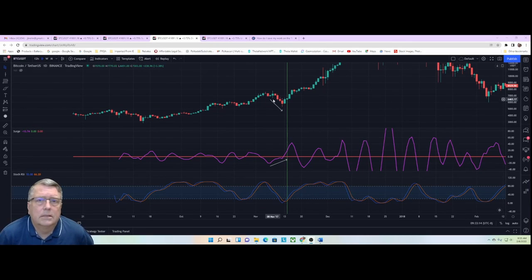So here is an example of a pattern 1 buy. You can see that the market has been moving up and then it has a Z pullback here. And on the pullback, you see lower lows in price, and you see higher lows on the surge oscillator, and you see the stochastics turning around down here.